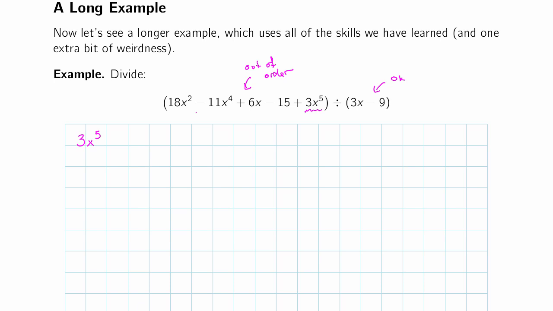Now I need to find an x to the 4th term. Here it is, minus 11x to the 4th. Now I need an x to the 3rd term. Oh, I don't see any. That's okay. I'll put in a 0x to the 3rd. Now I need to look for an x squared term. There it is. So I have an 18x squared. Now I need to find an x term. And finally, I need a constant.